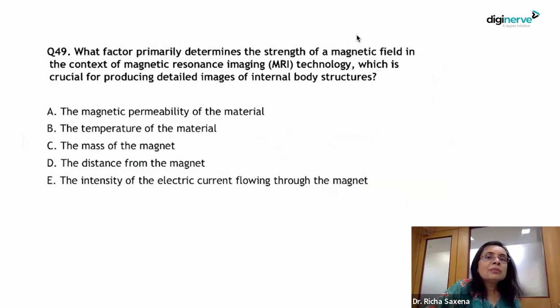So what factor primarily determines the strength of magnetic field in context of MRI technology, which is crucial for producing detailed images of internal body structure? So how is the strength of magnetic field in context of MRI determined? You know there are electromagnets in MRI, and the strength of electromagnets depends upon what? It depends upon the magnetic permeability of the material, because greater is the permeability, for example, iron or steel, they have high magnetic permeability, greater would be the electromagnetic strength which will be produced.